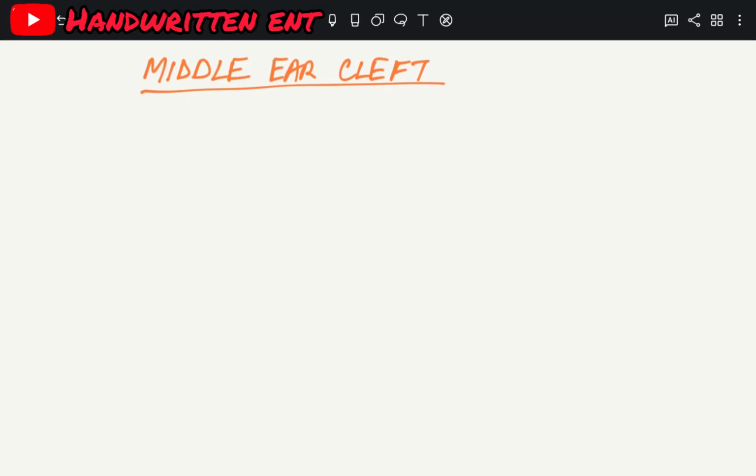Our topic of discussion today is the middle ear cleft. The middle ear cleft consists of three parts: the middle ear, the mastoid, and the eustachian tube.